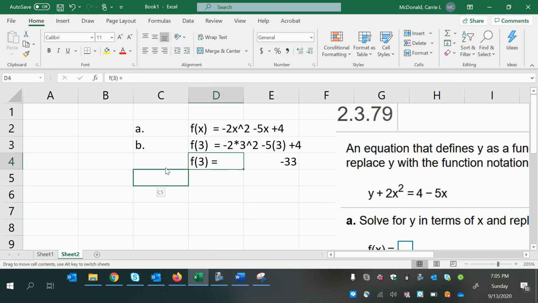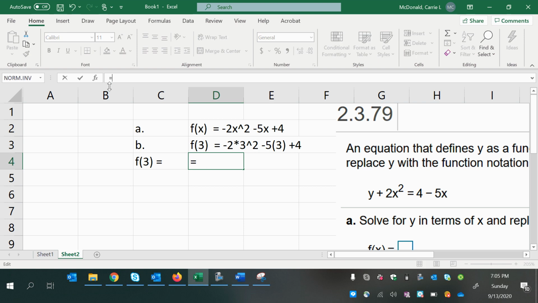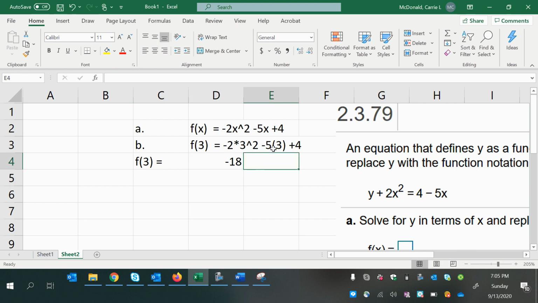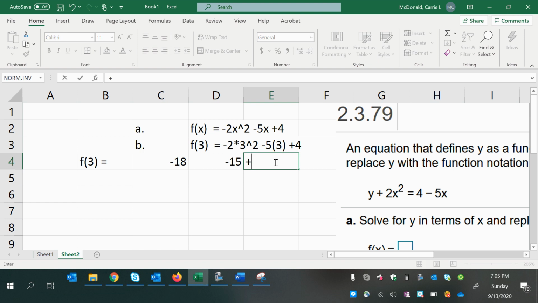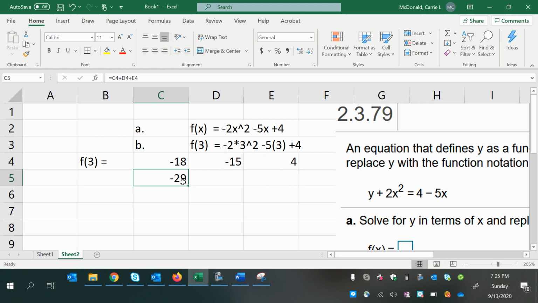Okay, so everything together, actually maybe I'll do them in pieces. I'll do the first term here, negative 2 times 3 to the power of 2 gives me that. Then negative 5 times 3. Okay, there's the second term. Move this over a little bit more. And then the last term is just positive 4. And so when we combine all those, just add them together, then I get negative 29.